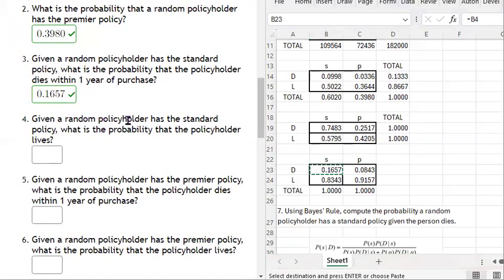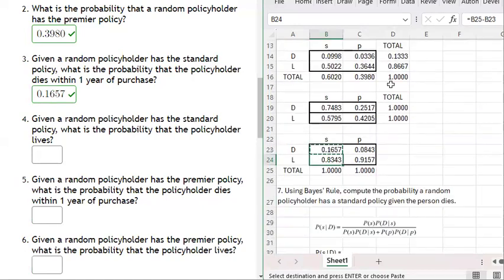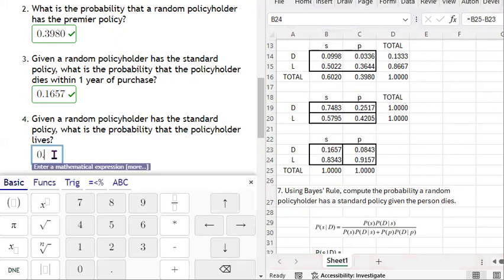Okay, now given a random policyholder has a standard policy, what is the probability that the policyholder lives? Now, this wasn't given, or was it? This wasn't given up here, right? We had to calculate it. We calculated it by doing what? By subtracting the probability here from 1, right? And that equals 0.8343.